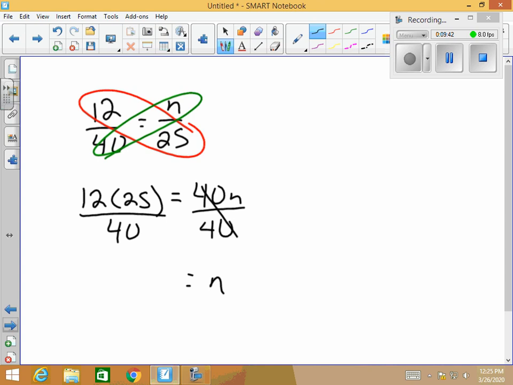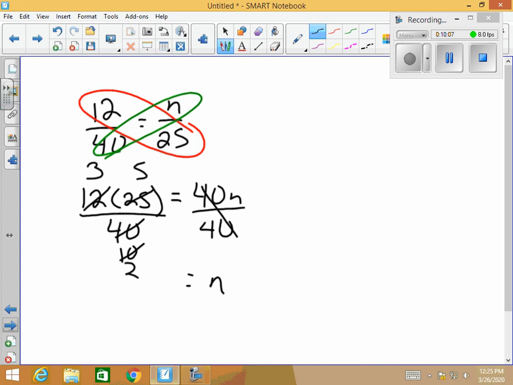Why would 12 times 25 become 300 when I can take 40 and 12 and pull that 4 out? And I get 3. When I pull the 4 out of 40, I get 10. Well, now I look at the 25 and the 10, I can reduce one more time. So I can pull a 5 out of 25 and a 5 out of 10. When it comes out of 25, it becomes 5. When it comes out of 10, it becomes 2.